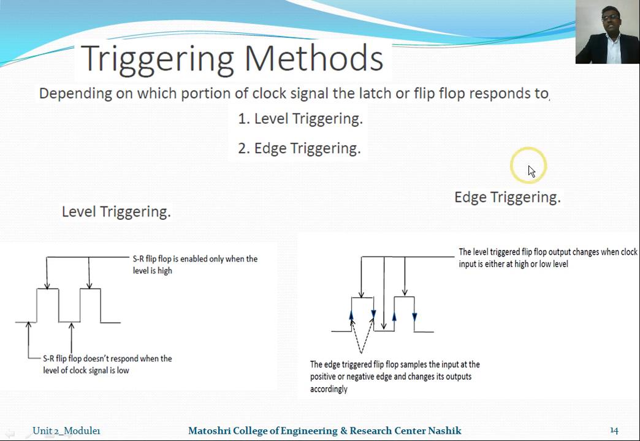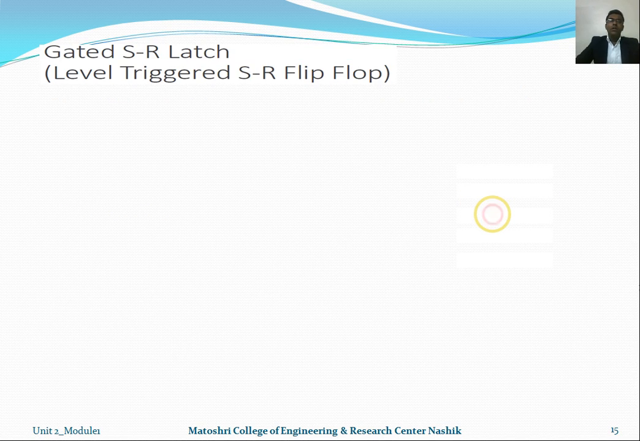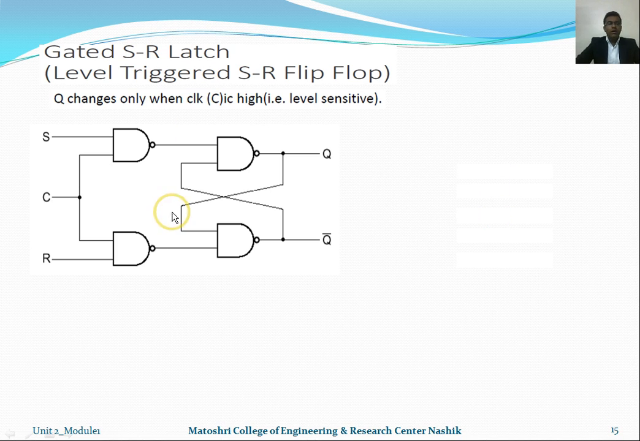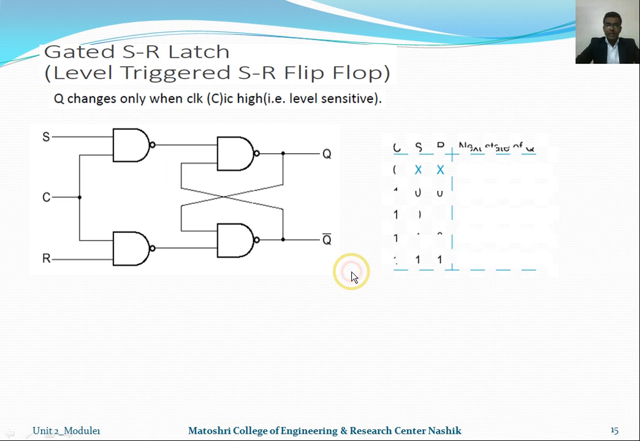In case of edge triggering, we call it the positive edge, negative edge, or rising edge, falling edge triggering. Here we have shown the triggering methods, and whenever the clock is available, it is clock sensitive and it can generate the output only when the clock is present. So we are getting controlled outputs whenever the gated SR latch is utilized.